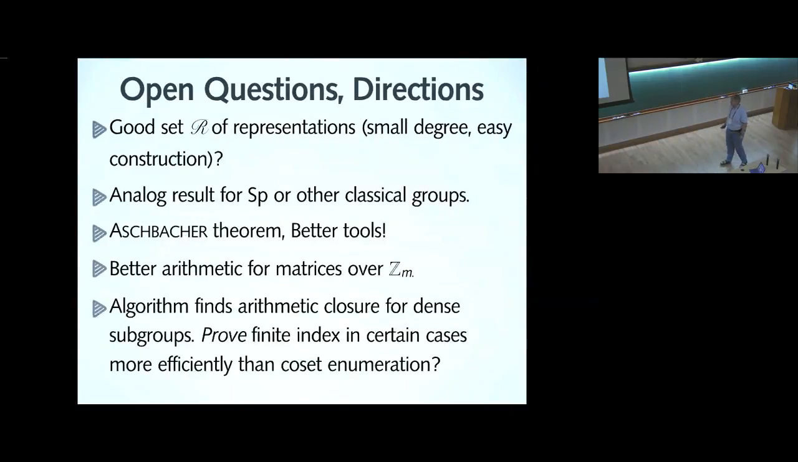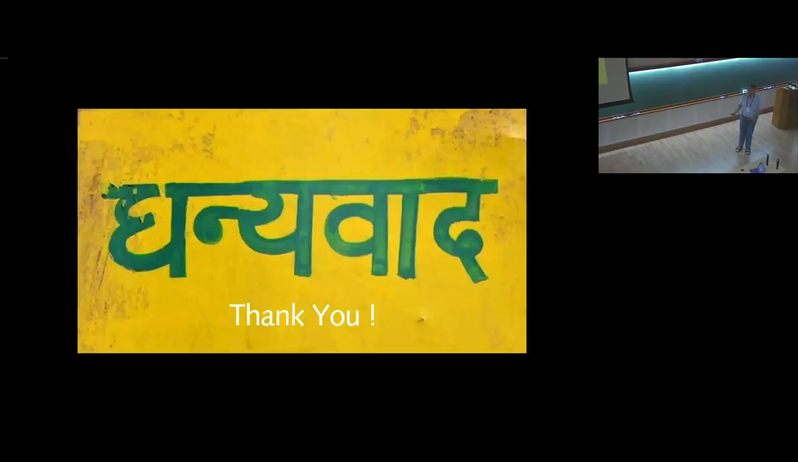For practical performance, we will need better arithmetic for matrices modulo M, not just modulo P, because that's basically where the time is spent. And of course, in some way, the holy grail would be, if we know the index of the arithmetic closure, can this help us to prove, or hope to have a method which might prove, that the group is arithmetic better than coset enumeration, because the index is just so large that this would otherwise become infeasible. Yeah, and that's basically what I have.